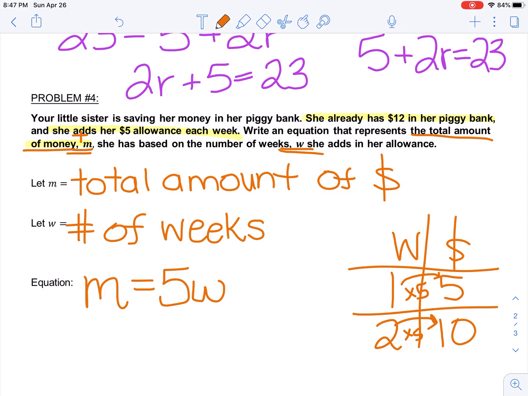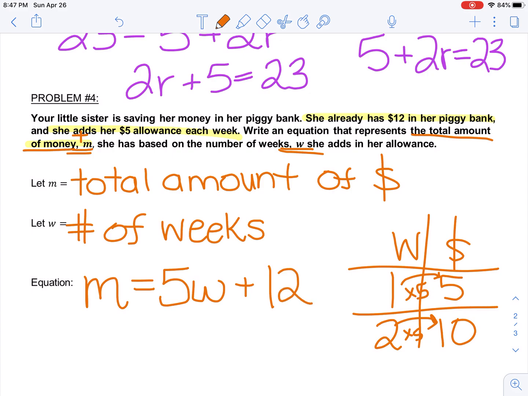And now, what am I going to do with this $12? Well, that was already saved in her piggy bank. So if I think to myself, am I going to add it, multiply it, divide it, subtract it, because those are the 4 operations, I know the only one that makes sense is to just account for it. So you're just going to add it on to the end. I know that she had that $12 to start with.